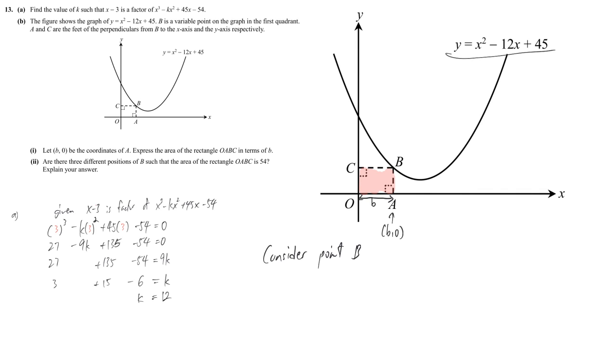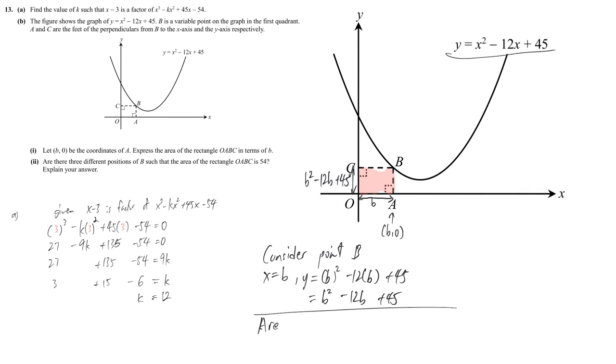Similarly, at point B, x is equal to b, and the corresponding y will equal b squared minus 12b plus 45. I don't know the exact value, I just know it is in terms of b, which is totally fine because they ask for it in terms of b. So the height here is b squared minus 12b plus 45. To get the area, of course you use base times height. So area is equal to base times height, which is b to the power 3 minus 12b squared plus 45b.